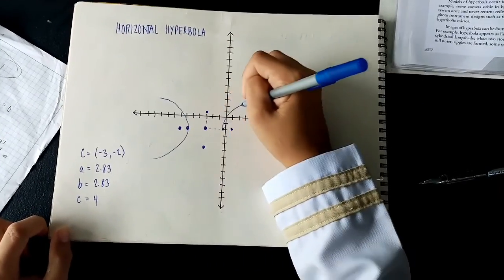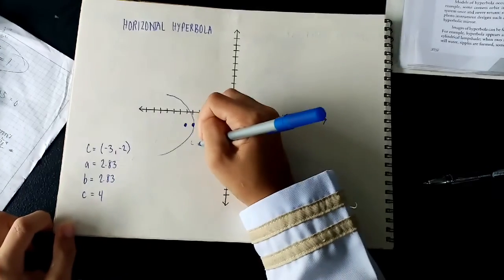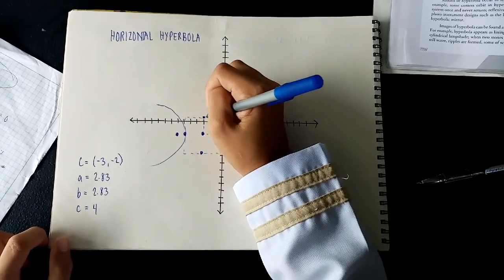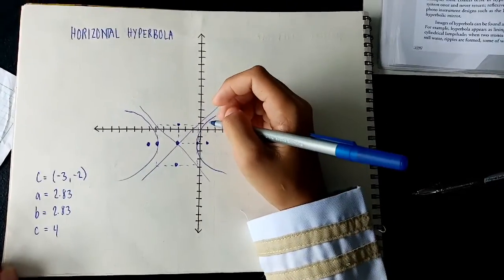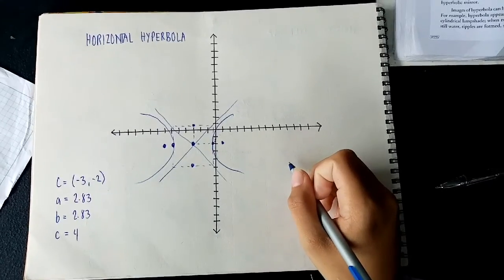Then put a mark like this and box it, like what I did today. Next, the asymptotes slant like an X. That's how we did it. So that's how we find our horizontal hyperbola in the graph.